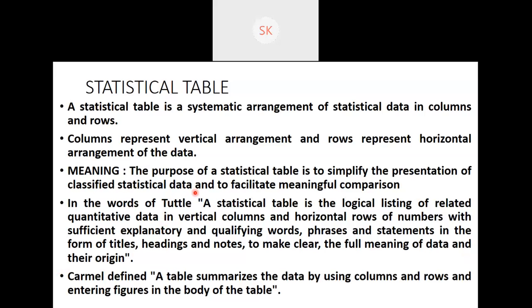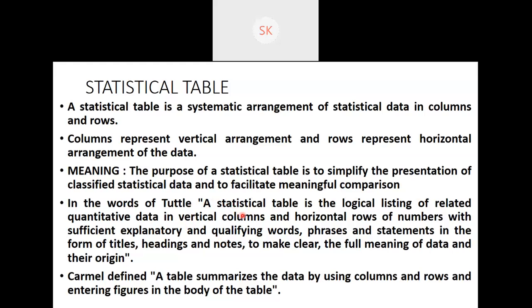He has given a long definition which talks about what all should be present in the statistical table. First, it is a logical listing of related quantitative data. Quantitative means the data where you can count them. When you see the individual observations, you can count how many data there are. This quantitative data is put into vertical columns and horizontal rows. You may have 1 row, 3 rows, 5 rows, 10 rows, any number of rows as per the data, where you will give enough explanation for the data being put into the table.